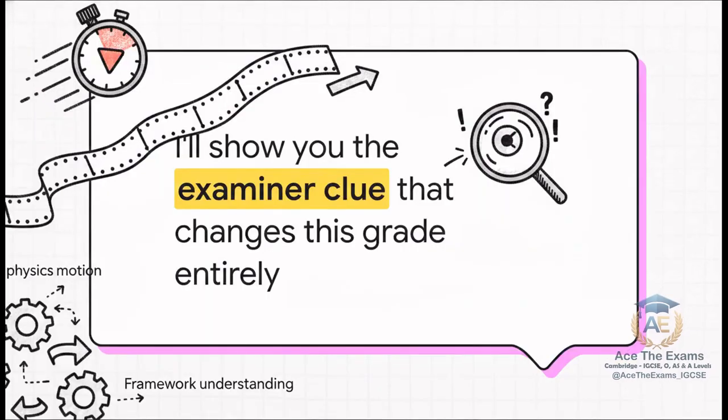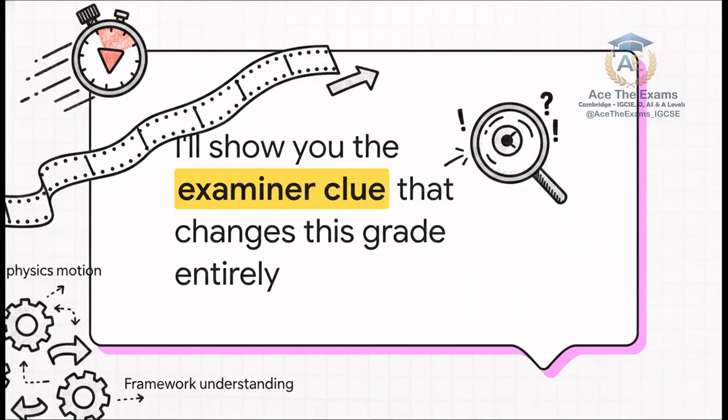Now, I need you to stay highly focused here. In just a moment, I'm going to show you the exact examiner clue that flips this entire question and elevates your answer straight into the top band. Leaving now means missing the one specific word the examiner is desperately hunting for. But honestly, it won't make any sense without understanding the framework first. So let's build that framework.